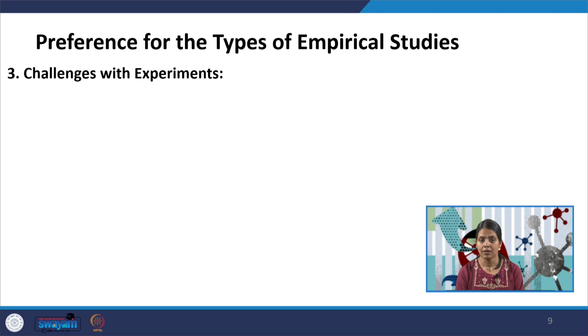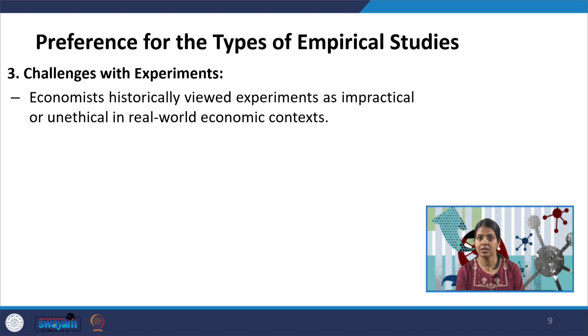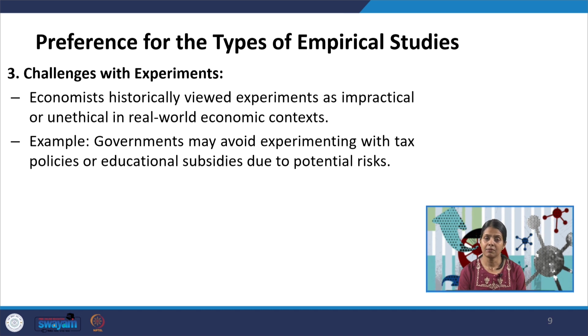The third reason is challenges with experiments. Economists historically viewed experiments as impractical or unethical in real world economic contexts. For example, governments may avoid experimenting with tax policies or educational subsidies due to potential risks. The idea is that experimenting too much with taxes or subsidies is considered a threat to political entities. They do not want to tamper much with the existing systems because that may lead to losing votes, and as a result governments may avoid experimenting with tax policies or subsidies.